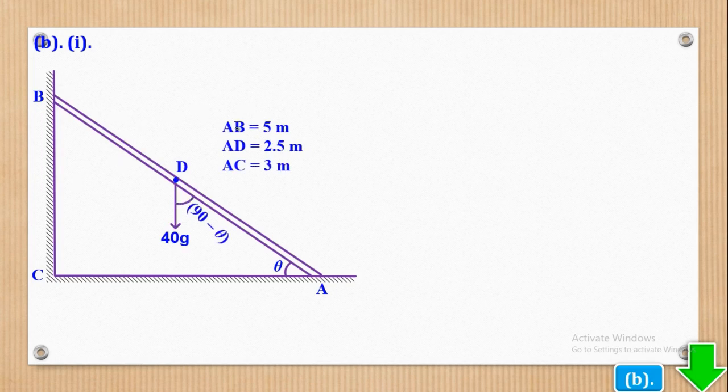Then we know that AB is 5 because we are told that the ladder is 5 meters. Then AD is 2.5 because this is a uniform ladder, meaning that the center of gravity is at the midpoint. So it divides this length into 2. Now SC is the distance of the foot of the ladder from the vertical wall, and it was given as 3 meters in the question.